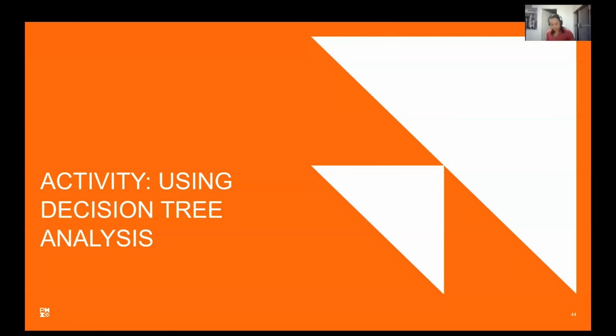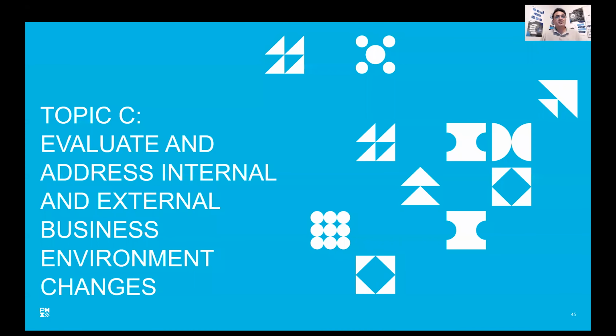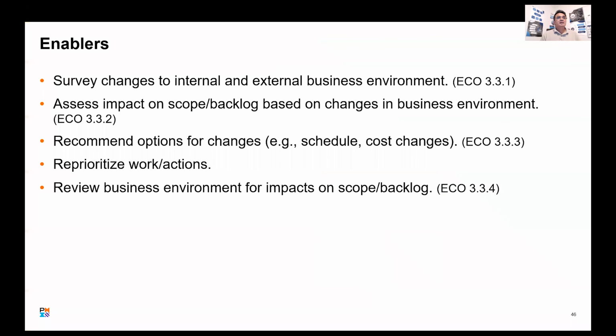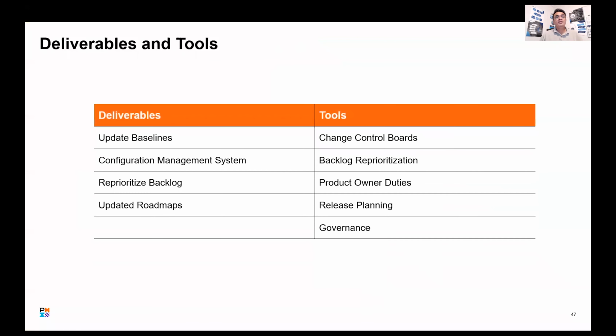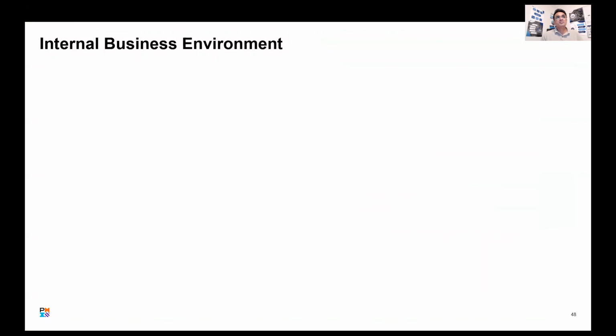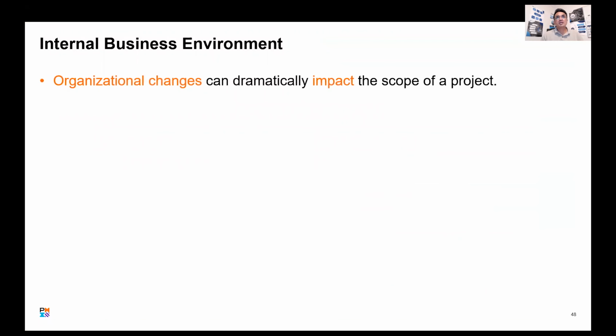Okay. Let's move on to topic C: evaluate and address internal and external business environment changes. Again, I'm going to ask you guys to tell me how to do this. This is all talking about the internal business environment. The organization can dramatically impact the scope of the project. Does it make sense or not? Help me understand why. Why do you think internal business changes can impact the scope of the project? Why is that?